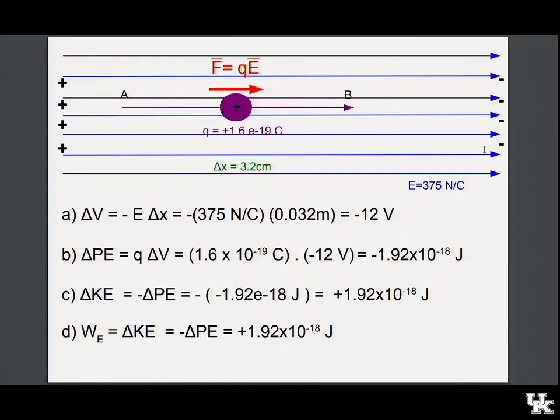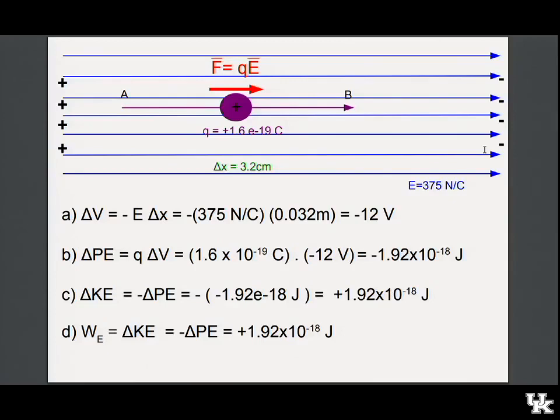The proton is rolling down the potential hill. It's gone from higher up the mountain to lower down the mountain. The change in potential energy of the proton is its charge times the change in potential. This is a famous equation that defined potential for us. Now we're going to use it: the charge of the proton, positive 1.6 times 10 to the minus 19 coulombs, times the change in potential, minus 12 volts. We get this tiny negative change in potential energy of the proton.